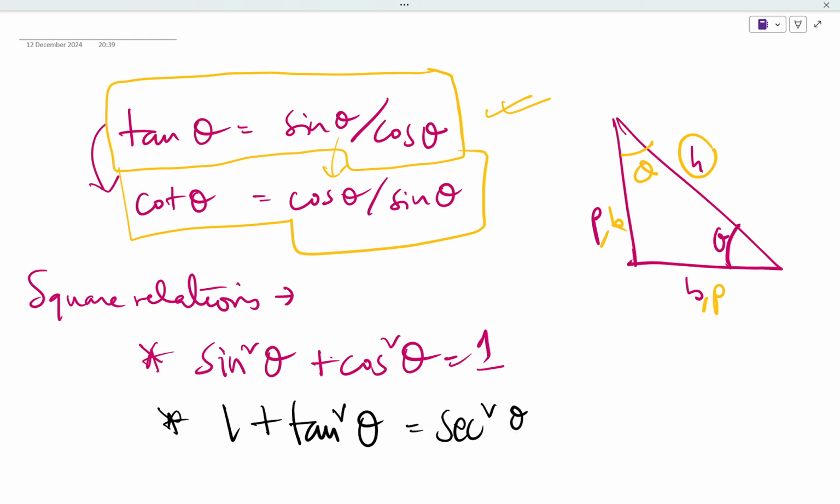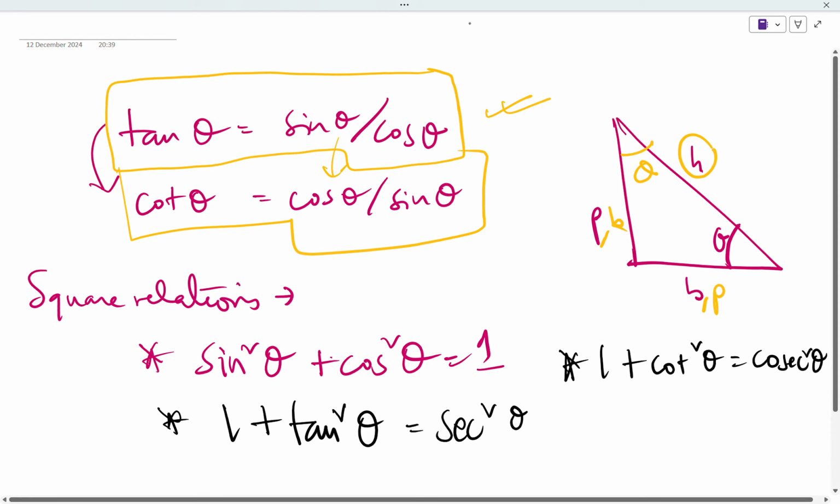Now using the elementary concept of sine, cos and tan, you can prove these relations, so I am not doing that now. And 1 plus cot square theta is equal to cosec square theta. So these are squared relations between all the 6 trigonometry ratios. So we are done with the square relations. Now get on to the next concept, which is complementary angles.